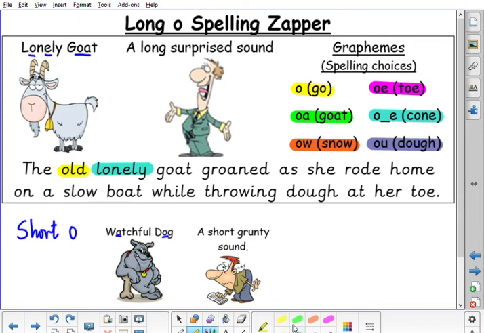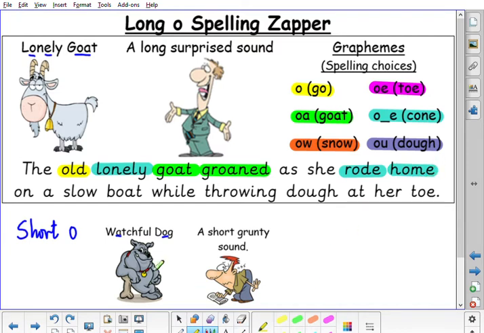Then we've got goat with an OA. We've got groaned with an OA as well. As she rode, there's another one of those split digraphs where E is magically changing the sound the letter O makes. If we took the E off, that would be rod. Put the E on, we get rode. Hocus pocus, alacazam, change this O into an O. Same with home as well.